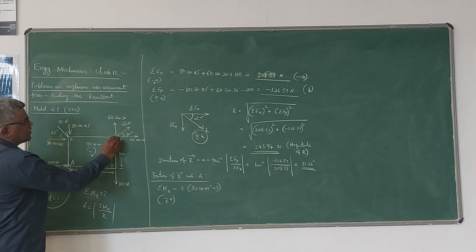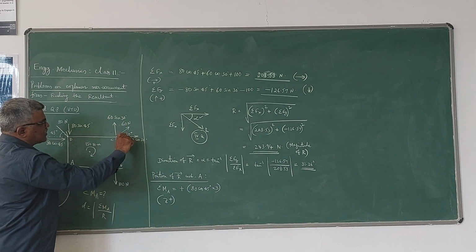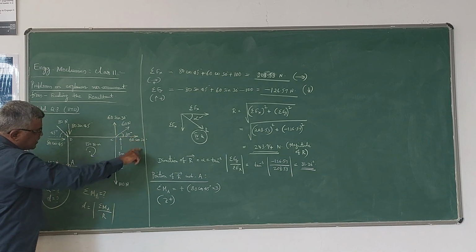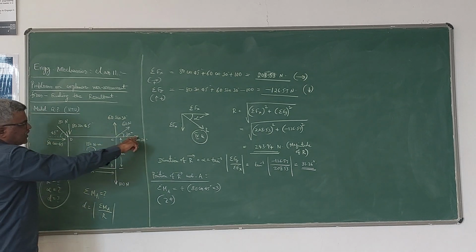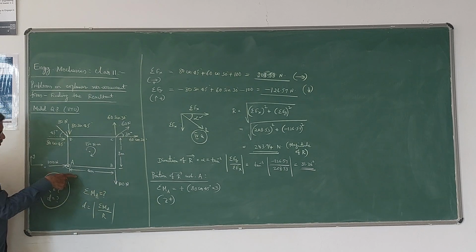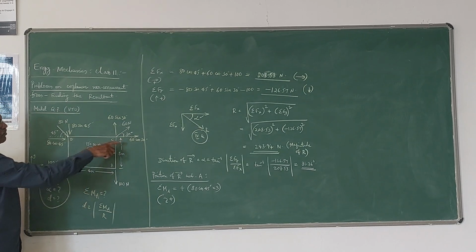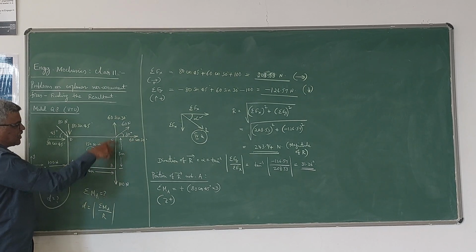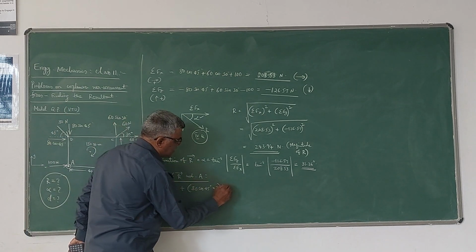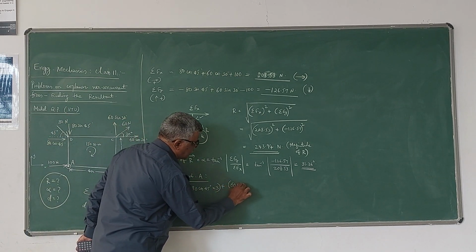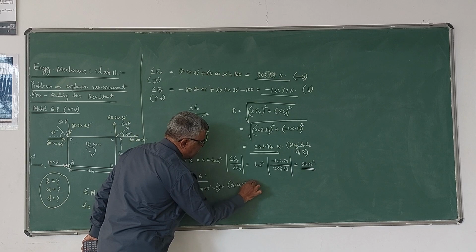Then coming to this force, 60 cos 30 is the force. It is also giving a clockwise moment about here. See the arrow here. To come to here we have to move in the clockwise direction. So plus 60 cos 30 into, once again, the distance is 3 meters.